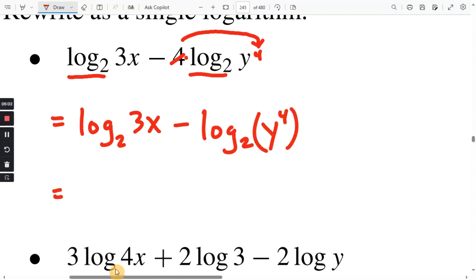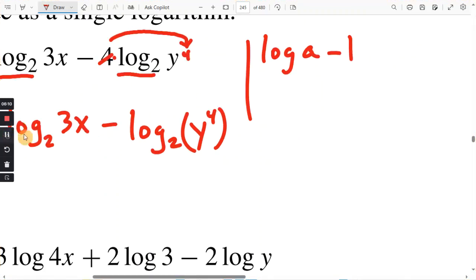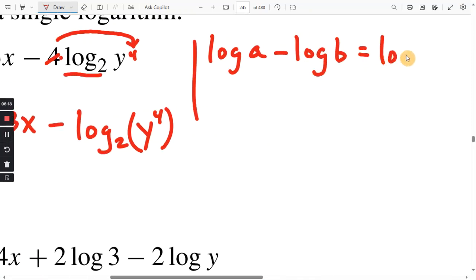And now we can use the quotient property. Recall, if you have log of a minus log of b, that's going to equal the log of a over b. All right, so that's what we have here.